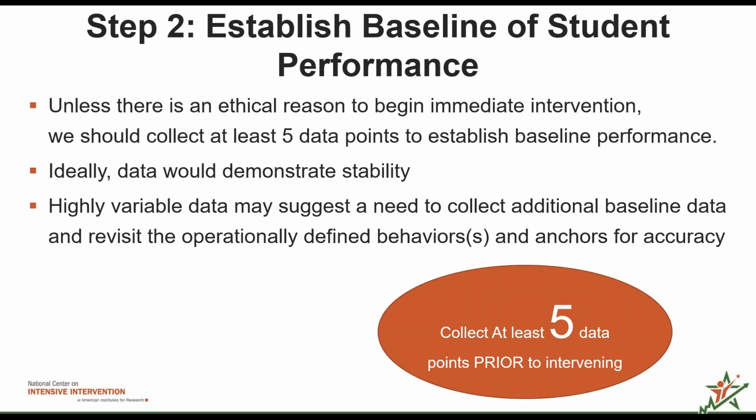All right, so step 2. Once we've done that, we need to think about establishing a baseline of student performance. So unless there's an ethical reason to begin immediate intervention, so if it's a case where the student is posing potential harm to themselves or others, we wouldn't want to postpone intervention in those cases. But in general, we're hoping to collect at least 5 data points to establish baseline performance in those cases where there's not an immediate need to intervene.